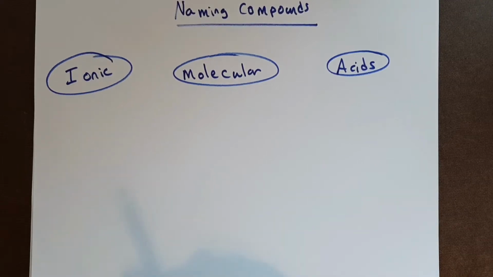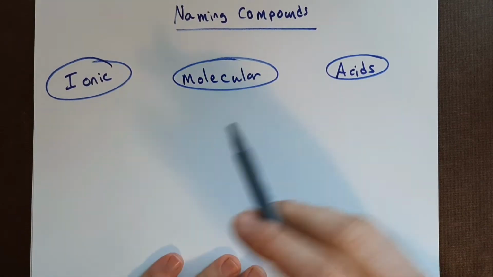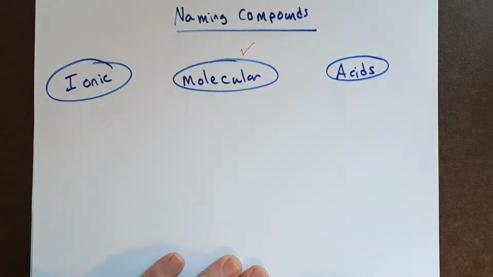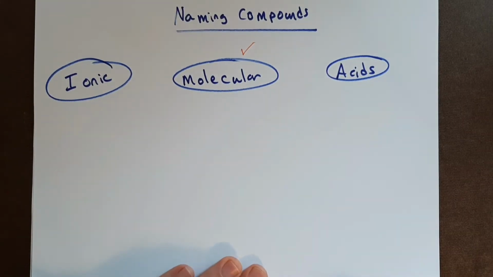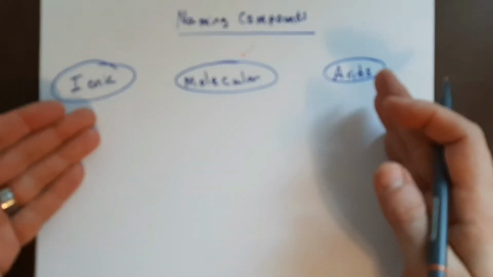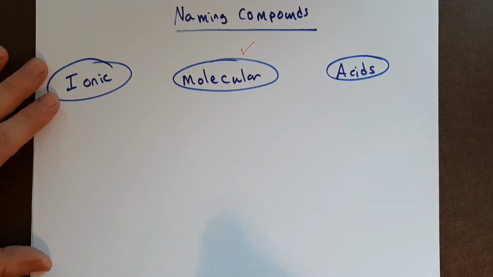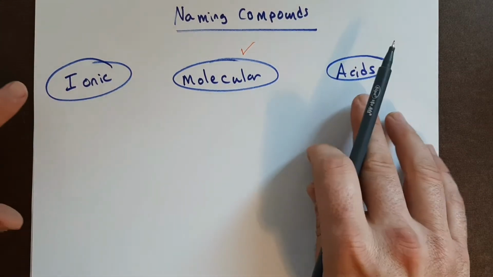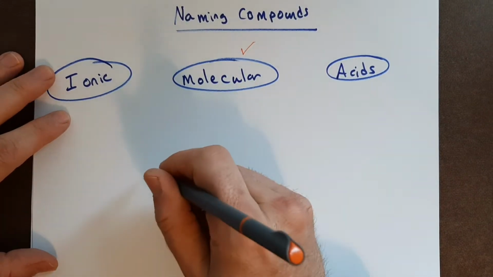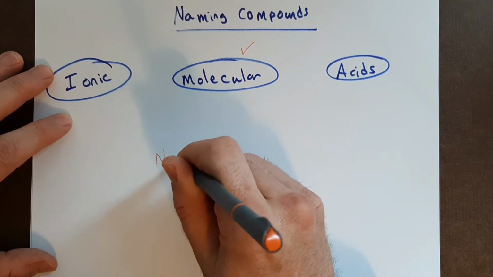Okay, so we've been learning about naming chemical compounds, and so far we've learned how to name molecular compounds. So the next thing would be to go to ionic or acids. But before we start that, there's a really big important topic that we need to know because it's part of both of these, and that is naming polyatomic ions.